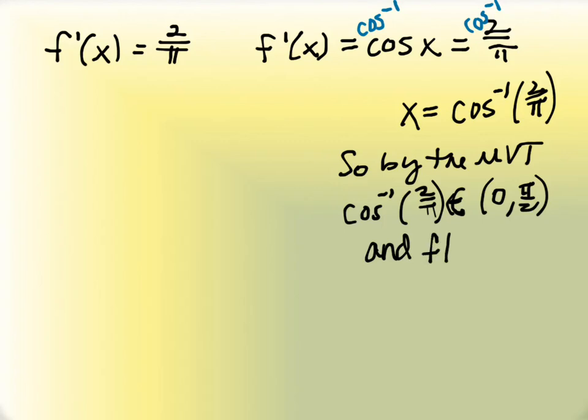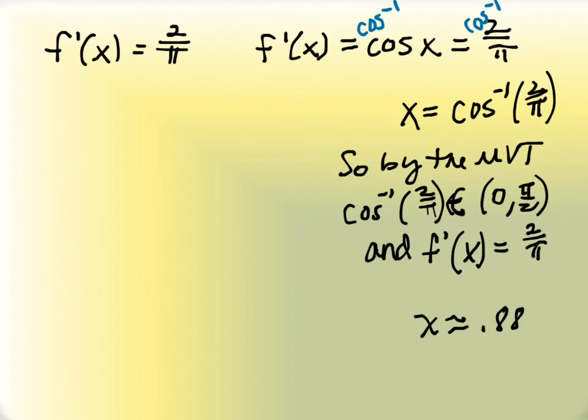And f prime of that x value equals the 2 over pi. What is it approximately? 0.8806. Yeah, that's fine. 0.88 is good. So we're looking at roughly 0.88.